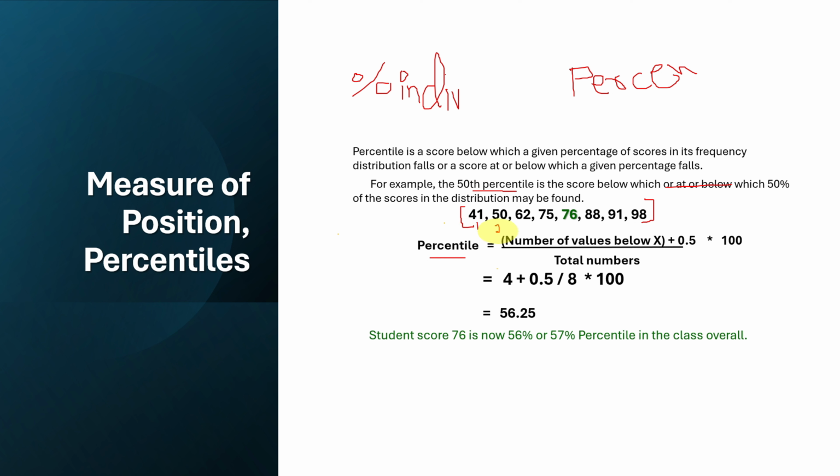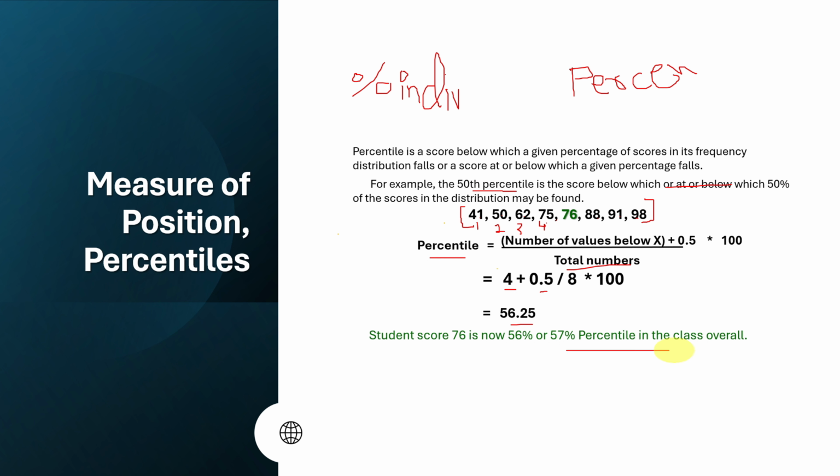1, 2, 3, 4, and we'll put 4 over here, plus 0.5, multiply by 100, divided by total numbers. How many numbers do we have? 1, 2, 3, 4, 5, 6, 7, 8. So it's easy to calculate and you got the answer 56.25. Now you will read it in this way: student score 76 is now 56% or 57th percentile in the class overall.